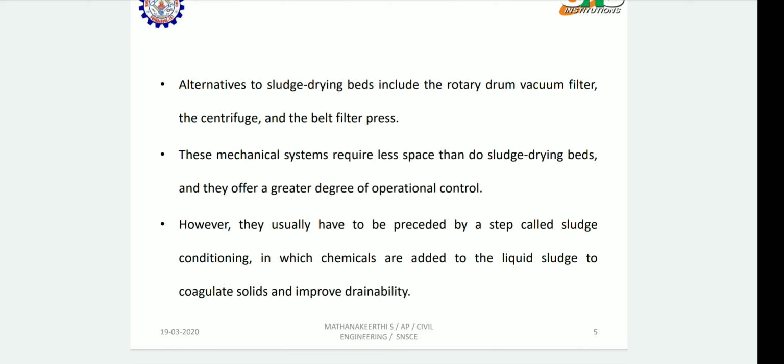These mechanical systems require less space compared to the sludge drying bed, because sludge drying beds need a big area, and they also cause odor problems, and they are a big trouble in rainy areas. If the rain is heavy and it is frequently raining, the entire place will be muddied, and we need an alternate improvement for this control. So it is produced by a step-by-step process called sludge conditioning, in which chemicals are added to the liquid sludge to coagulate solids and improve its drainability.